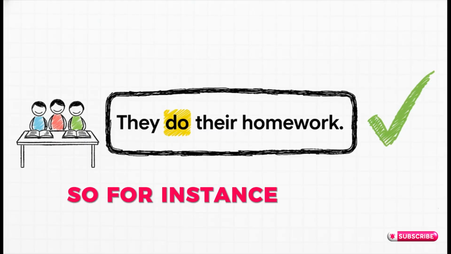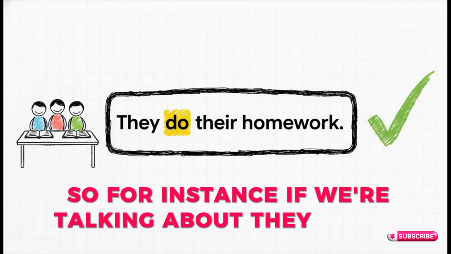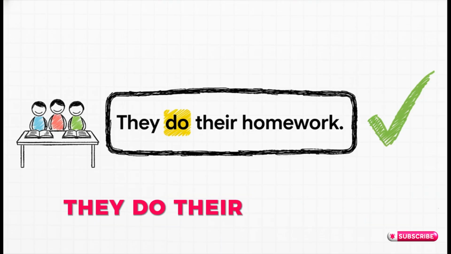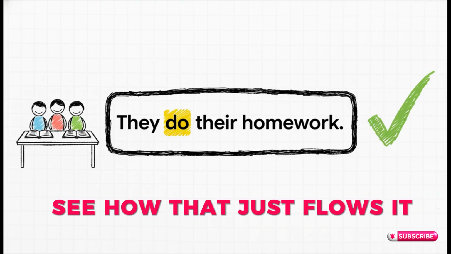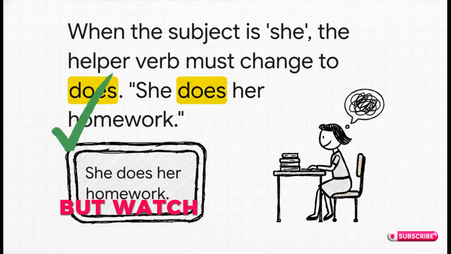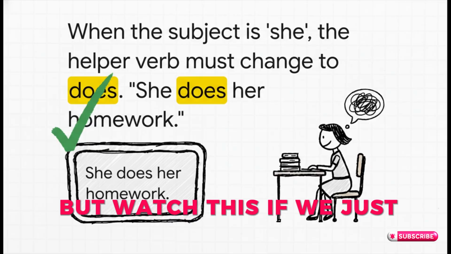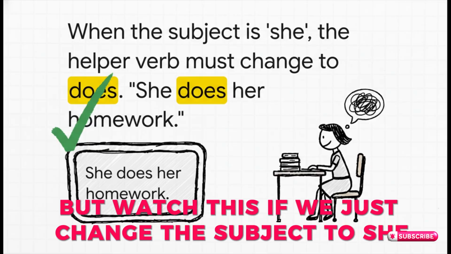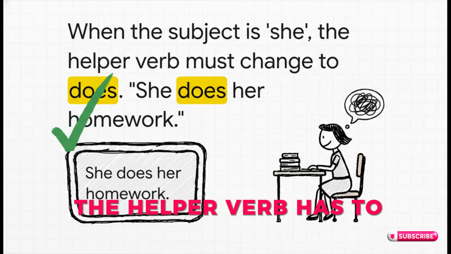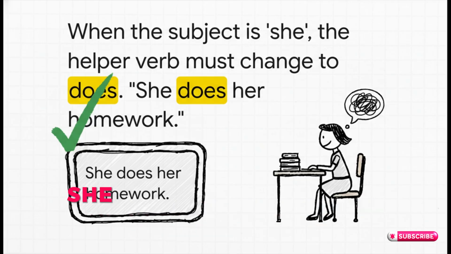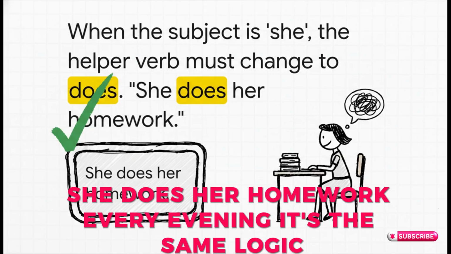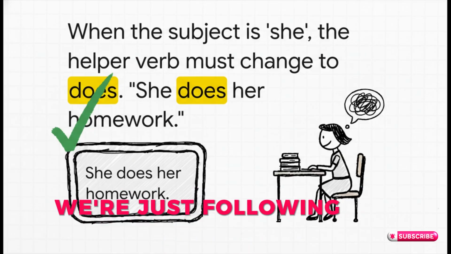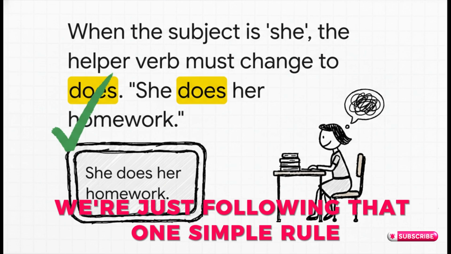So, for instance, if we're talking about they, we use do. They do their homework every evening. See how that just flows? It sounds right. But watch this. If we just change the subject to she, the helper verb has to change with it. She does her homework every evening. It's the same logic. We're just following that one simple rule.